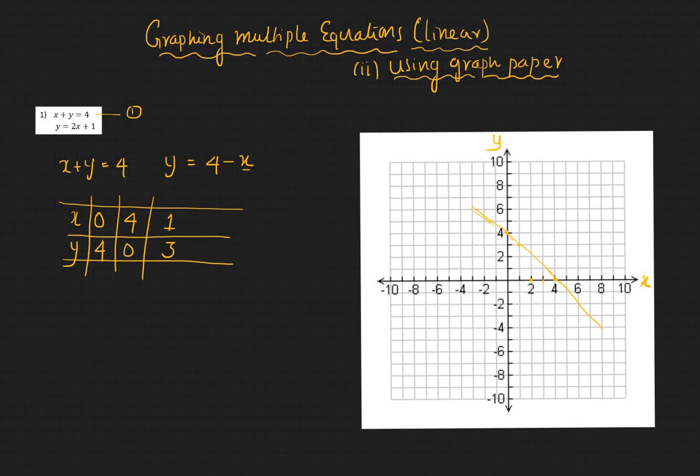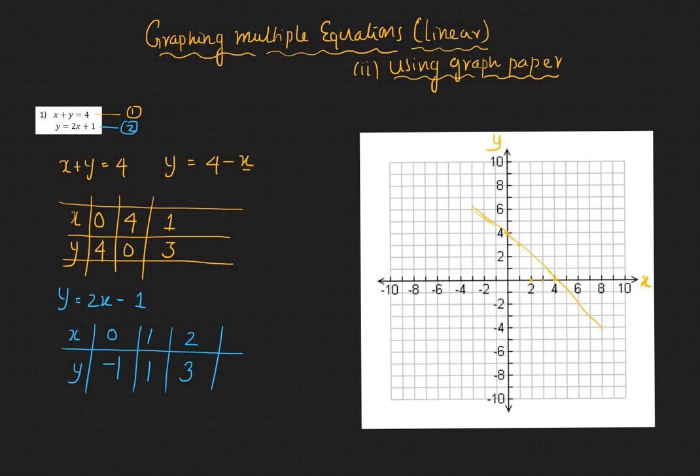Now let's try to plot the second line, which is y is 2x minus 1. So let's find out some points for x and y. When x is 0, y is minus 1. When x is 0.5, y is 0. Or let's take some other point. When x is 1, y is 1. When x is 2, y is 3.